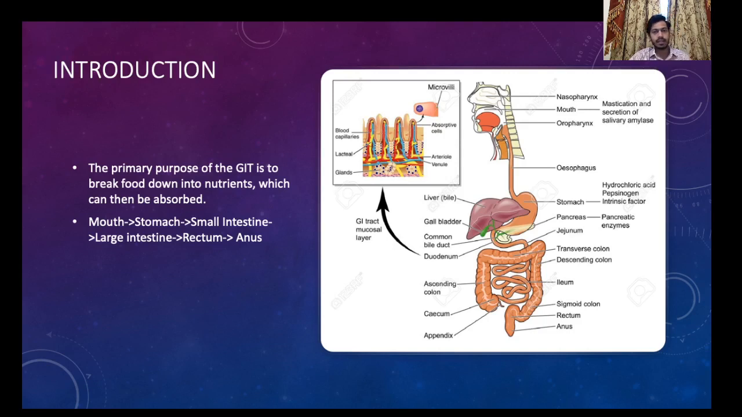So what is the gastrointestinal system? An introduction to it. The primary purpose of the GIT is to break down the food which we take into our mouth, which we will digest, and break it down into nutrients, essentially into individual cell units, which can be absorbed all along the GIT tract. It starts from the mouth, then it enters the esophagus, and from the esophagus it goes all the way down to the stomach, and it exits at the anus. That's the introduction.